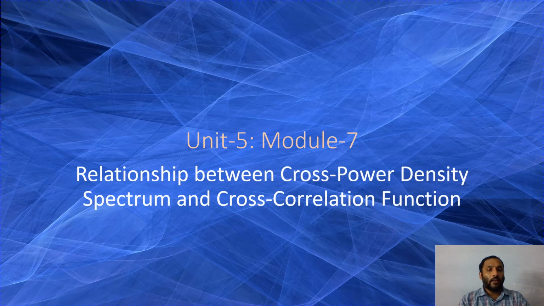Now again, today we are going to study another such relation between the cross power density spectrum and the cross correlation function. Both of these functions, one is a function of time, the other being a function of frequency. Both of these are again Fourier transform pairs. So we will derive such a relation in the following course.